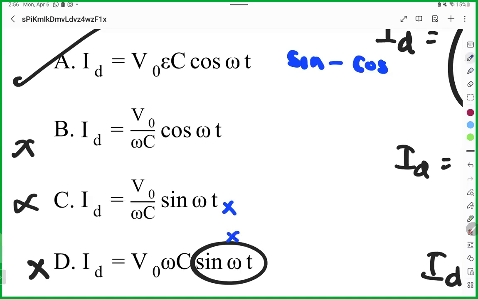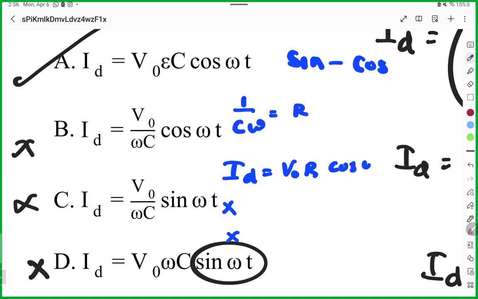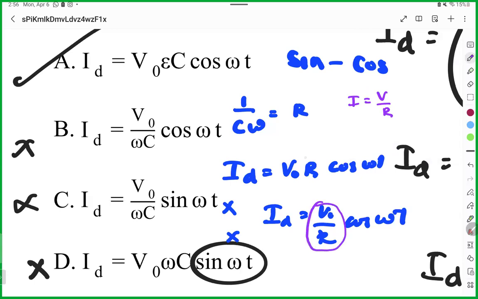Correct. Second, if you calculate here 1 by C omega is equal to R. So if you calculate displacement current, it is never equal to V R cos omega t. It should be V naught by R cos omega t. Make sense? It should be in the denominator, because according to Ohm's law, we know current is equal to potential by resistance. So it should be like this, not like this. Logically, you can solve this question. Make sense?